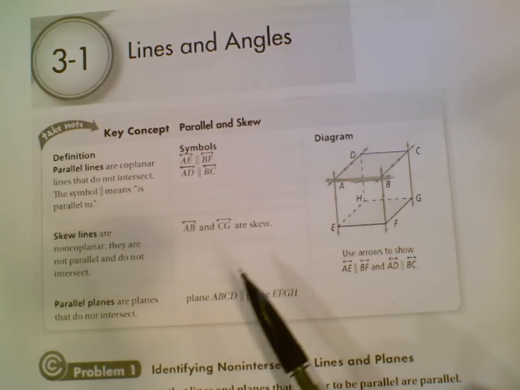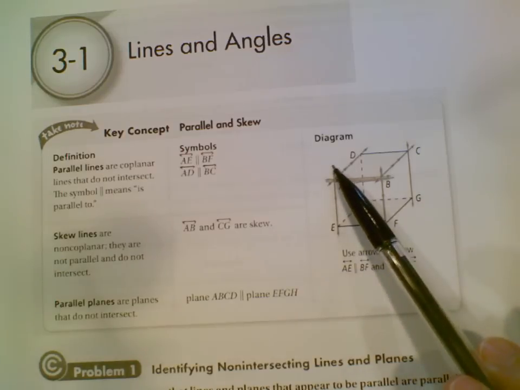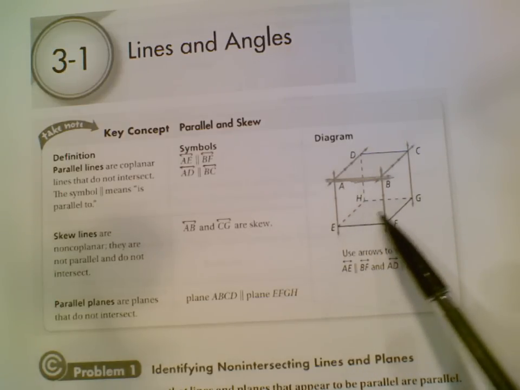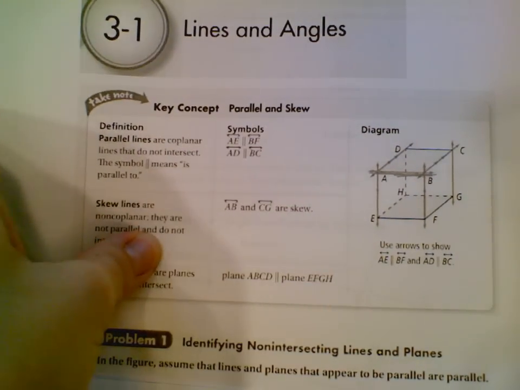Parallel planes are planes that do not intersect. Again, those two bars that go in between them represent that they are parallel. ABCD is this top one, so the plane that would be parallel to that would be the one on the bottom. Okay, let's take a look at some examples to see these definitions.